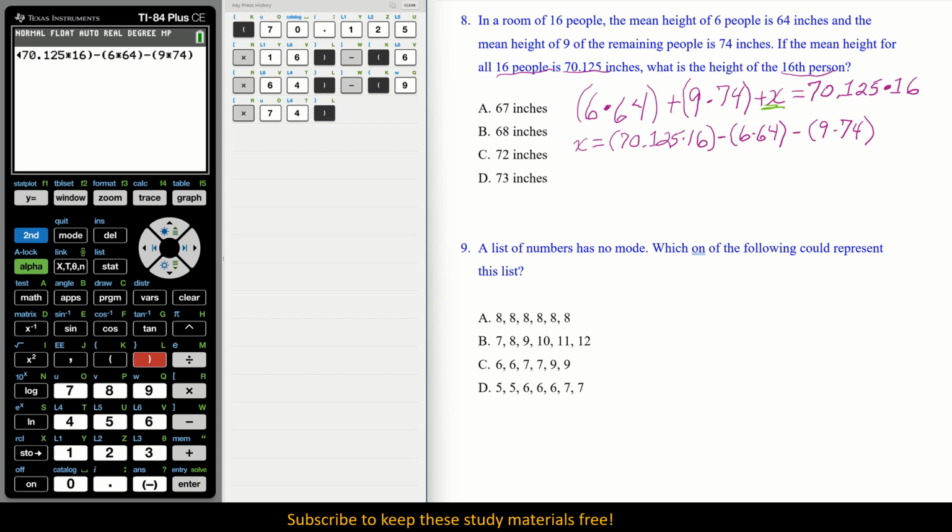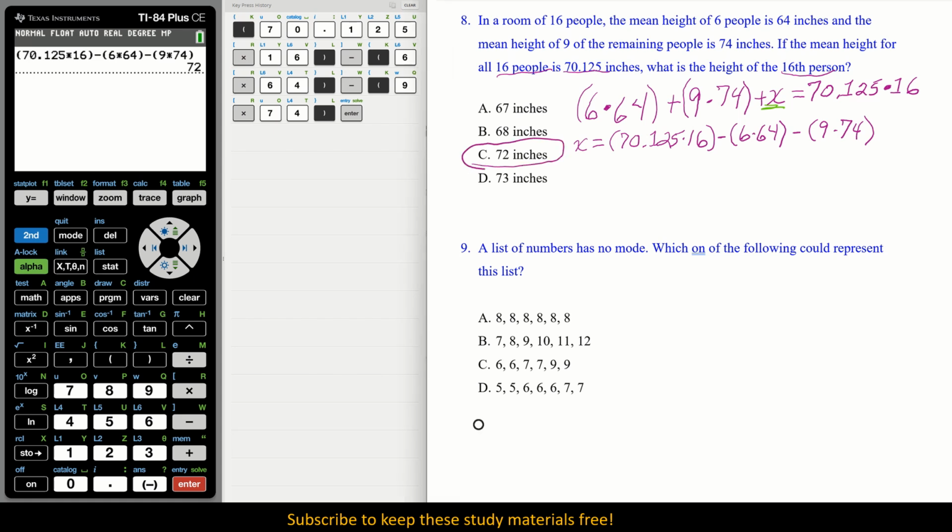And you can see what I've entered. Look at what I have. If you're not sure about this, stop the video. Think about what order of operations, what you did to achieve a mean, and what that means. Okay, let's push enter and see if we get a magic number. 72, and that is the option.